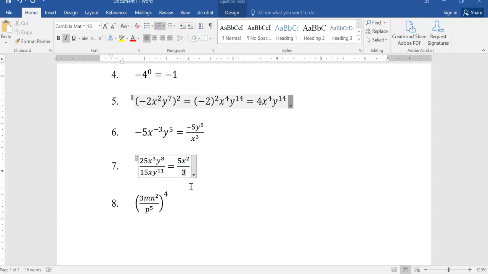Excuse me, y to the 8th divided by y to the 11th. There are more factors of y in the denominator. When you subtract, 11 minus 8 gives you 3 extra factors in the denominator that you do not have in the numerator. So final answer there is 5x squared divided by 3y to the third.